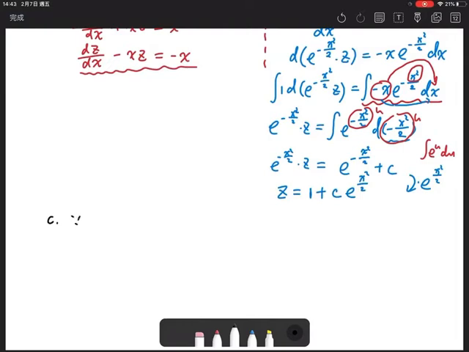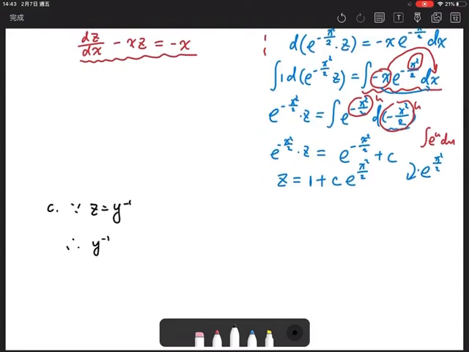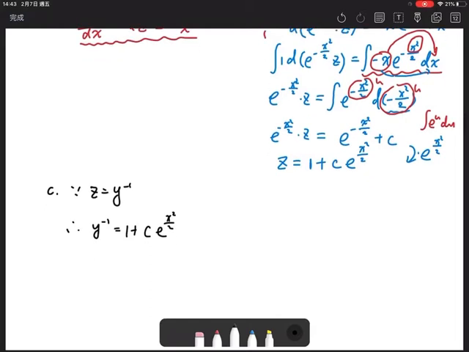Okay, part C. Because z equals y to the power of -1, we can get y to the power of -1 equals 1 plus c times e to the power of x squared over 2. So finally, take the reciprocal. So y equals 1 over 1 plus c times e to the power of x squared over 2. Okay, so this is the final answer of question C.